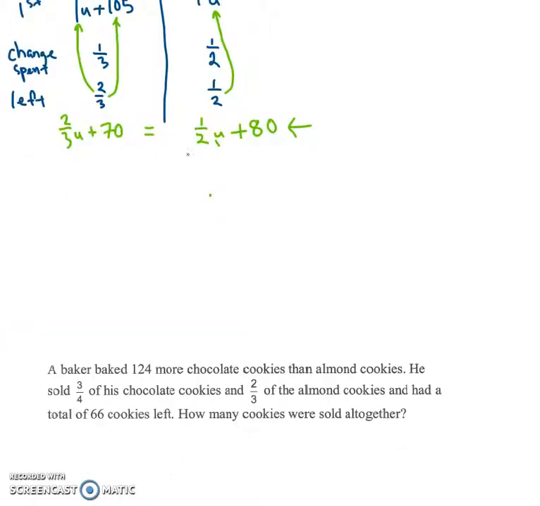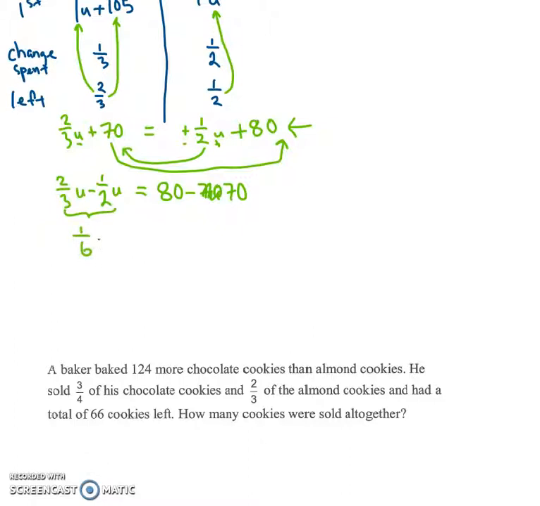So now then we are going to do some rearranging. We're going to put all the units on one side and all the numbers on one side. So I'm going to move the half unit over here. This is a plus, so it becomes a minus when it's moved over here. So it's 2/3 unit minus half unit equals, I need to take the 70 and move it here, 80 minus 70, right? Okay, this is a 70. So 2/3 minus half, you get 1/6 units equals to 10.